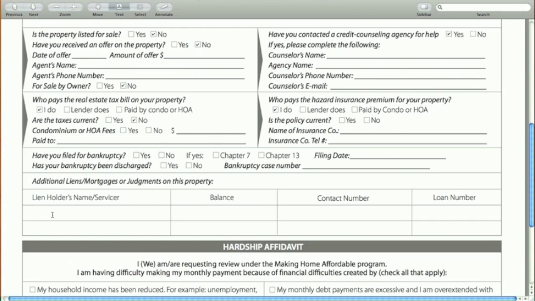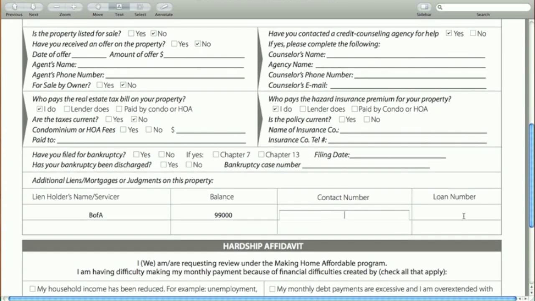Here again, remember what I was telling you earlier, where you need to get your mortgage statements for all the lenders that you have. Here's where you're going to put your lien holder, B of A, so I'm just going to say B of A right now, and the balance, 99,000, whatever the case is. For contact number, you put their phone number here, and the loan number here, because they're going to need that information. This is just confirming the information and documentation that I requested earlier.